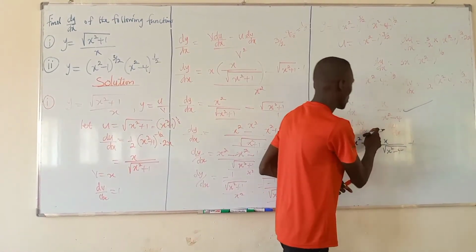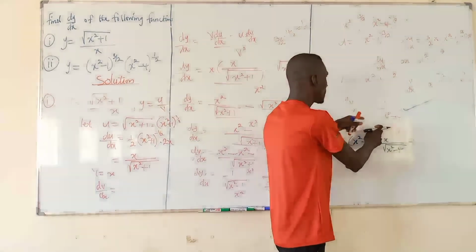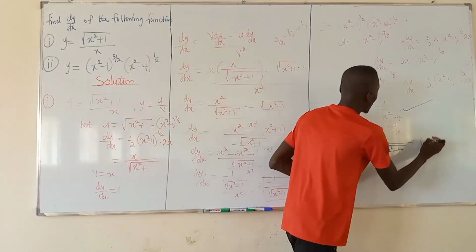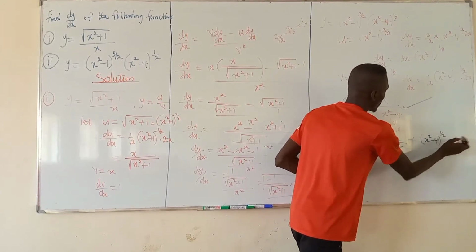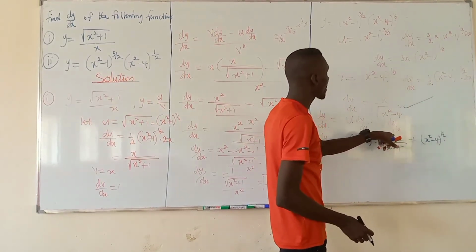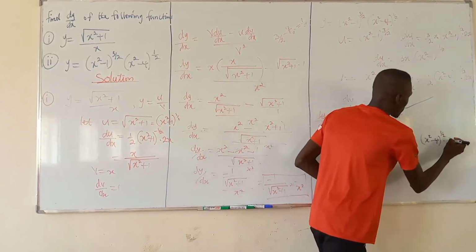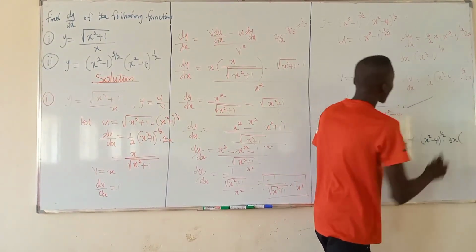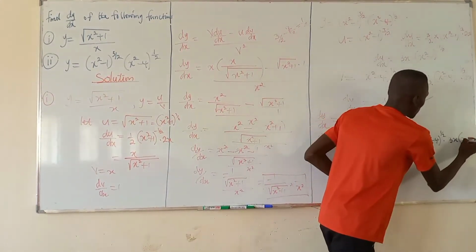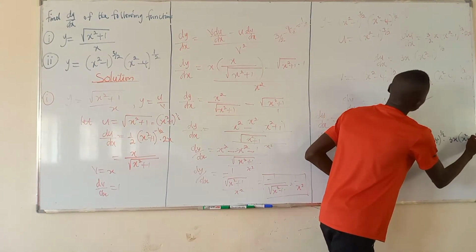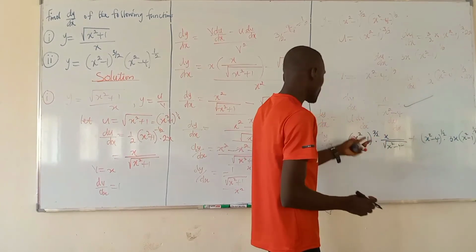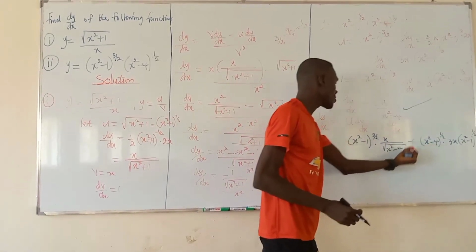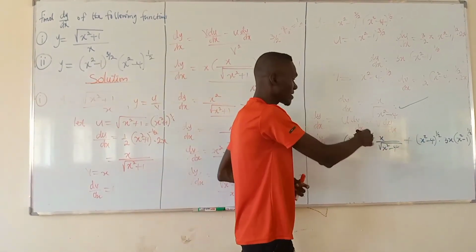And this is plus, I have v du. What is v? We said v is this. So our v is x squared minus 4 raised to power 1 over 2 times, what is du dx? Our du dx is 3x times, I have x squared minus 1 raised to power 1 over 2. So we've already substituted everything we need. The only thing we need to do now is to just clear things up.